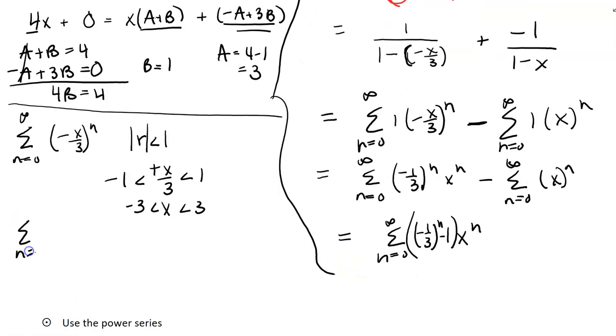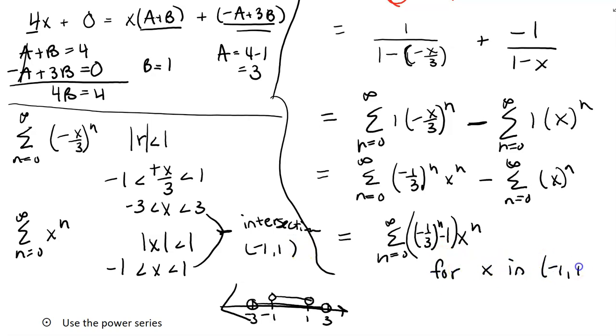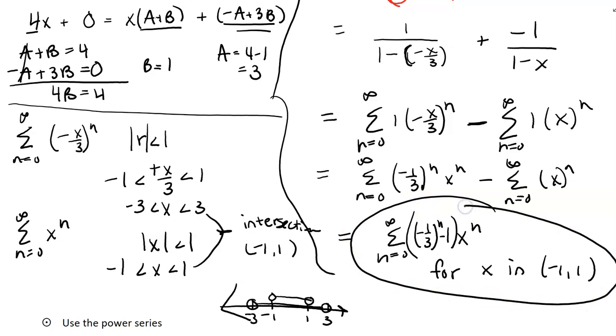And then with the other one, 0 to infinity of x to the n, of course we know that the absolute value of x has to be less than 1. So x is between negative 1 and 1. So the intersection of these two is going to be the most restrictive version of it. So if we've got this set, and then we've got this set, we're only looking at the negative 1 to 1. So this is true for x in the interval from negative 1 to 1. And that would be our power series.